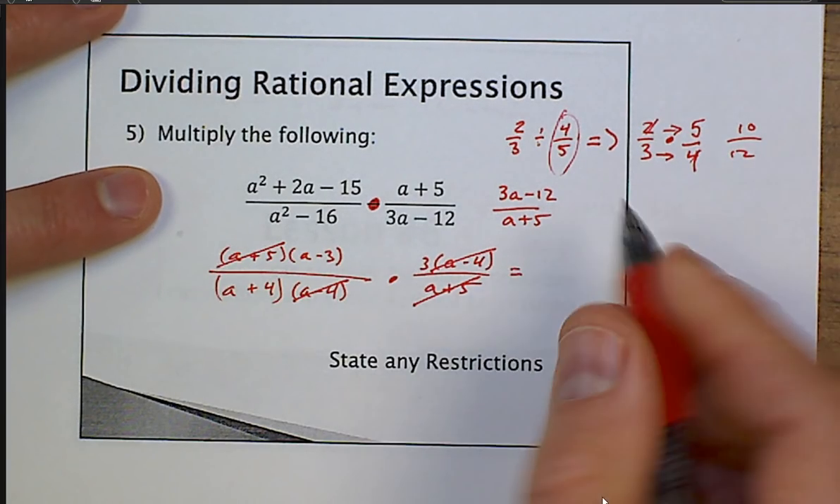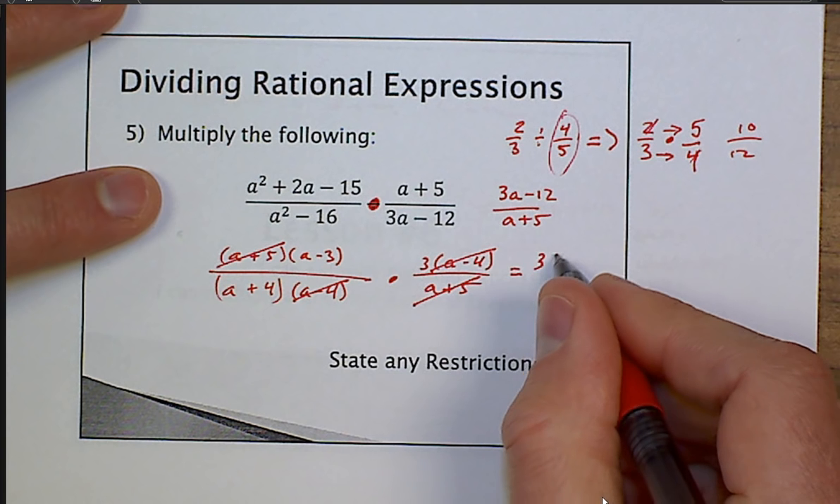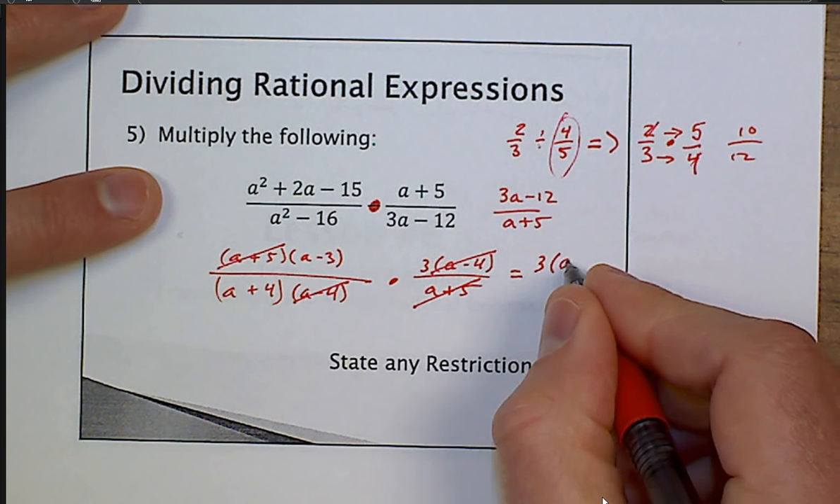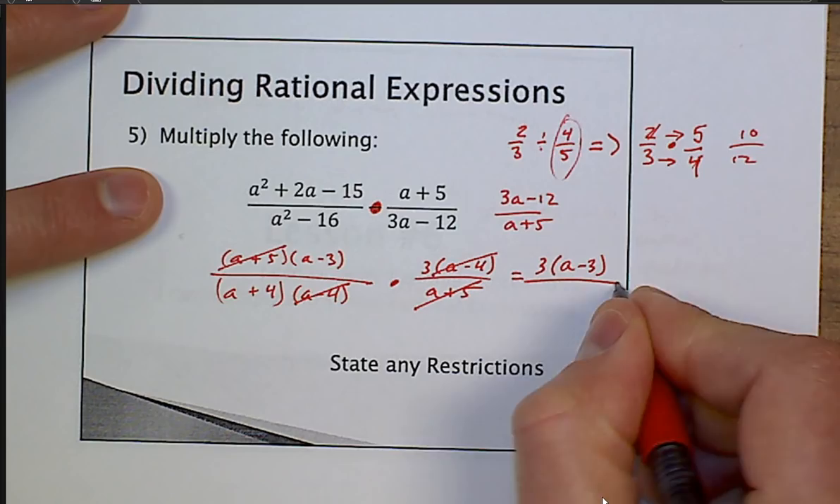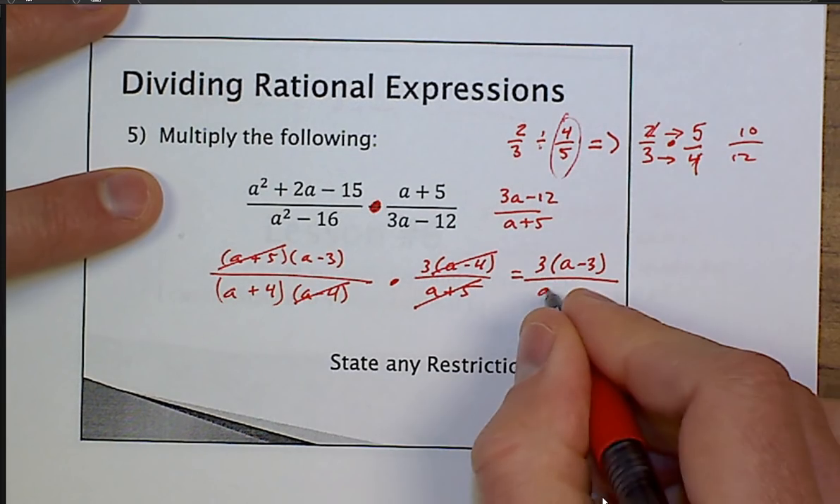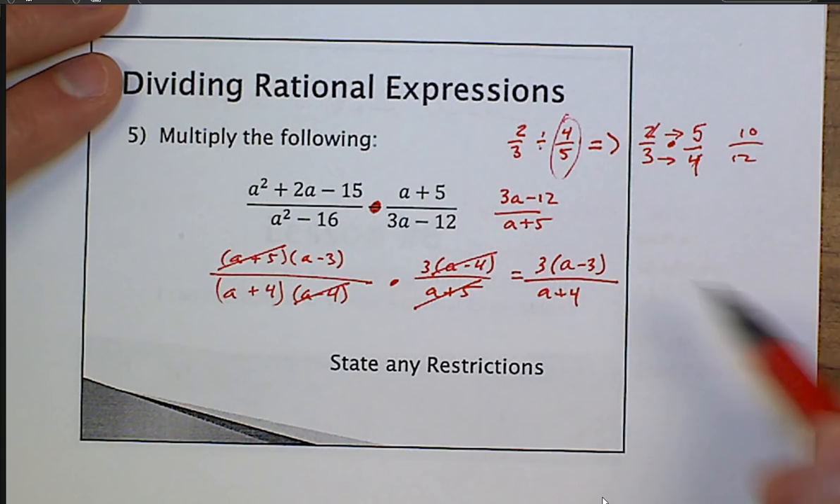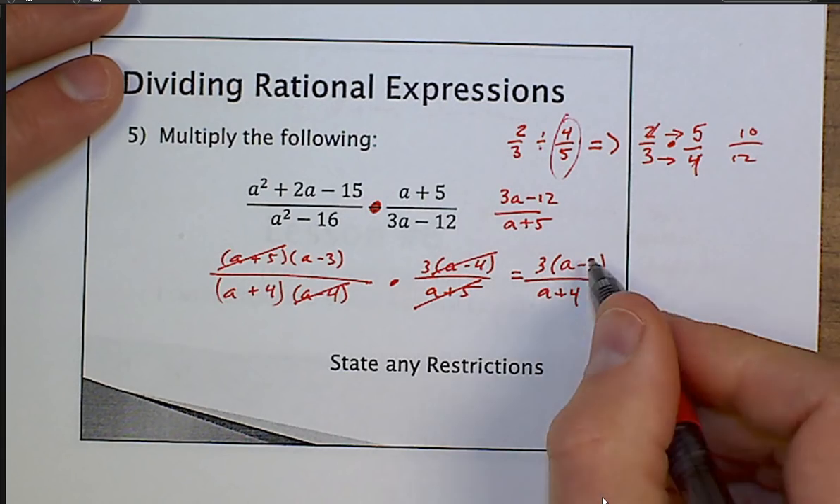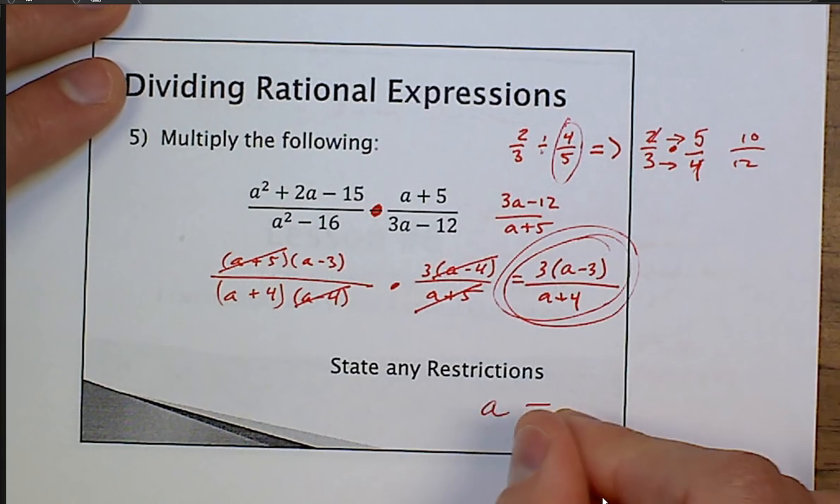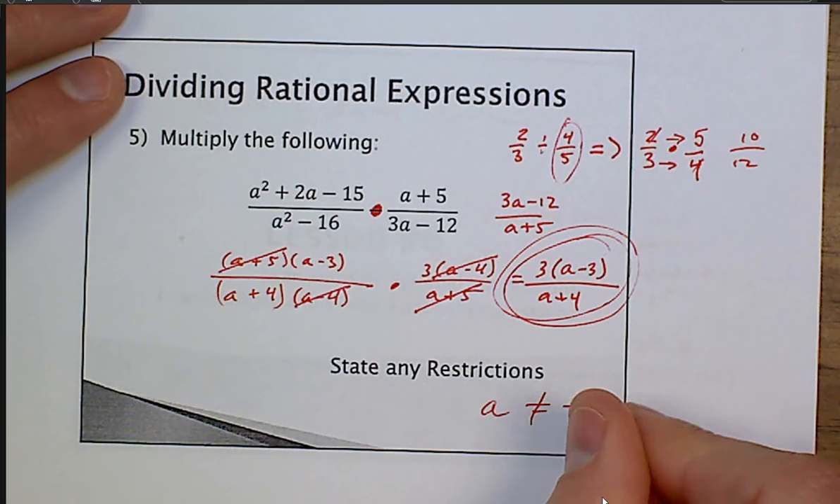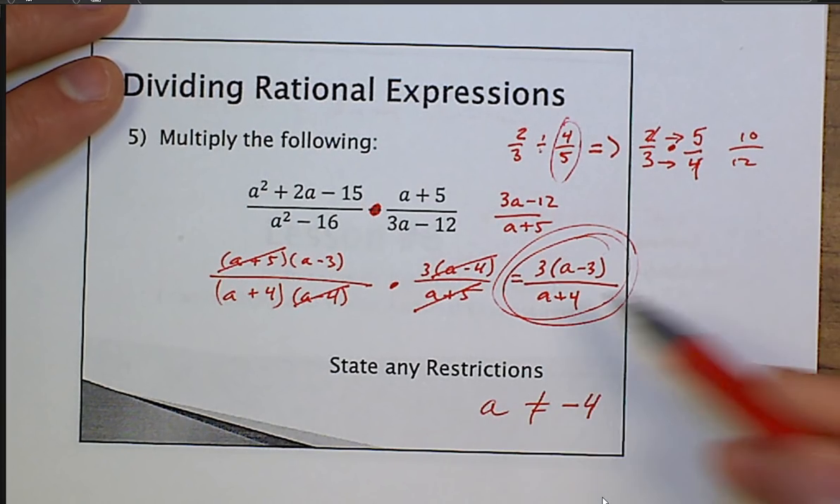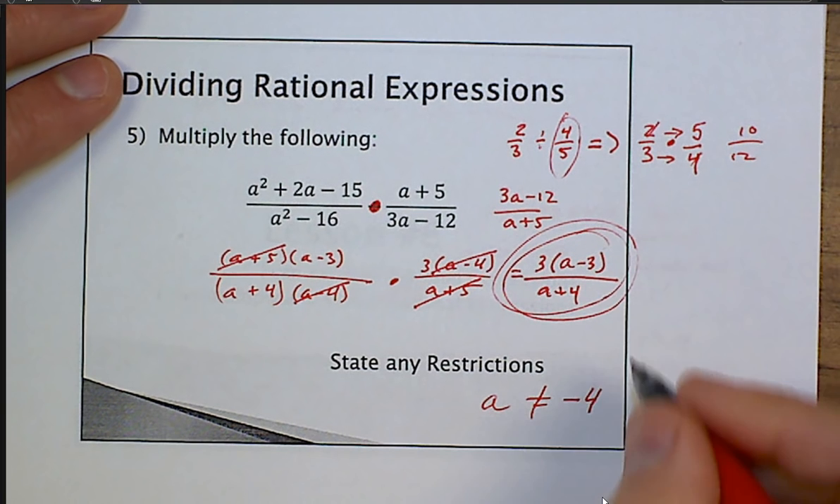This 3 is just hanging out, so I'm going to put that first. I have a minus 3 also in the numerator. That's going to go next. On the bottom, I just have a plus 4, and that's all I have. I cannot cross out these a's. Do not distribute the 3 through. Leave it in factored form. That is my answer, my restriction. What can't a be? A cannot be negative 4 because negative 4 plus 4 would make 0, and we can't have 0 in the denominator. Bada boom, bada bing, we are done.